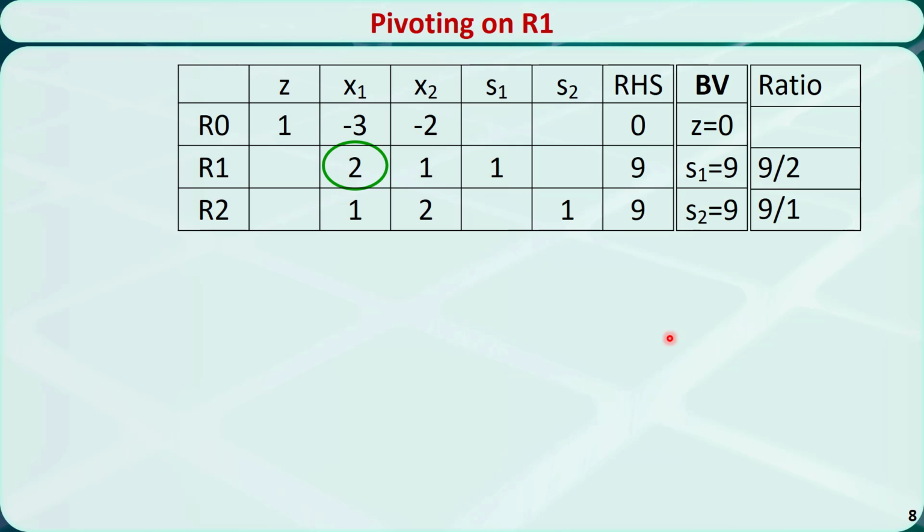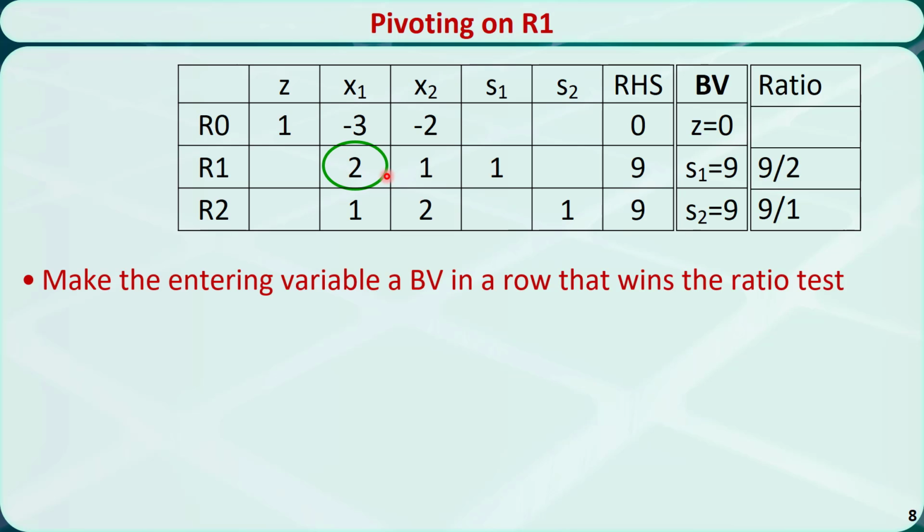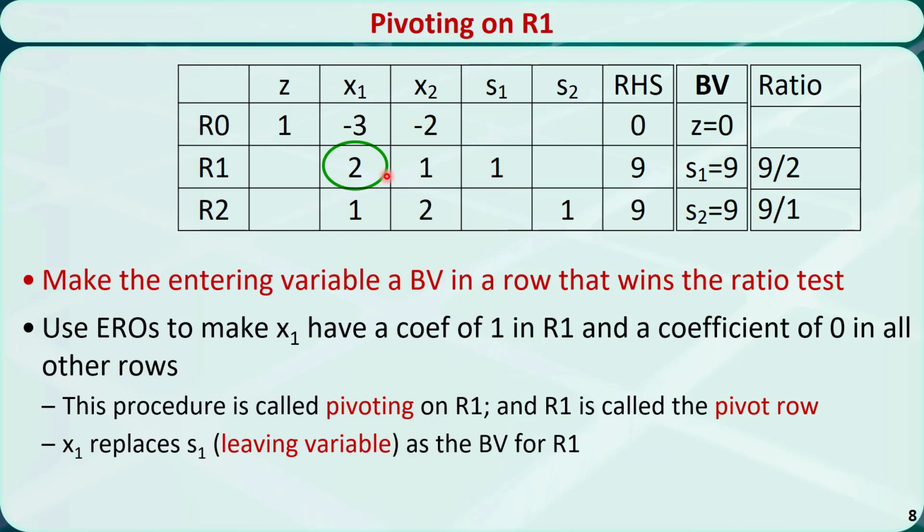So row 1 wins the ratio test. We need to make x1 a basic variable in this row. It means that we should use elementary row operations, or EROs, to make x1 have a coefficient of 1 in row 1 and a coefficient of 0 in all other rows. This procedure is called pivoting on row 1, and row 1 is called the pivot row. x1 will replace s1 as a basic variable for row 1. s1 is called the leaving variable because it leaves the set of basic variables and becomes a non-basic variable.